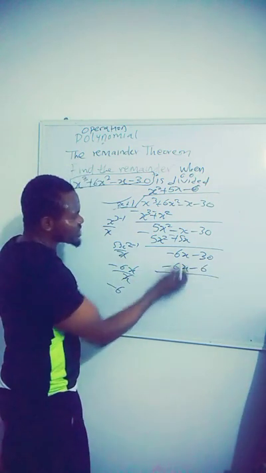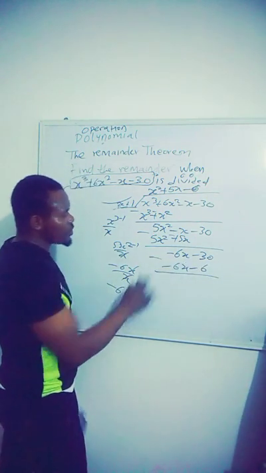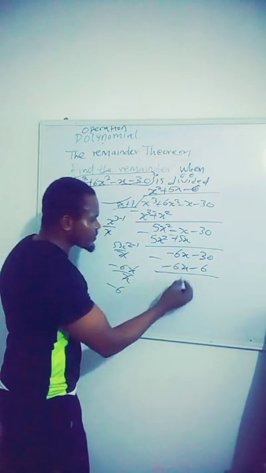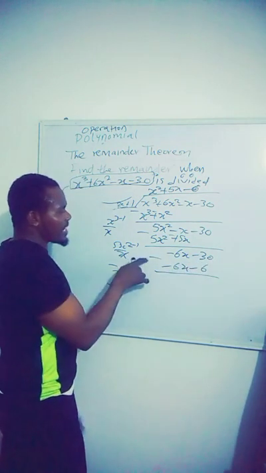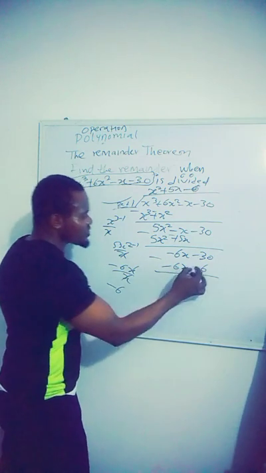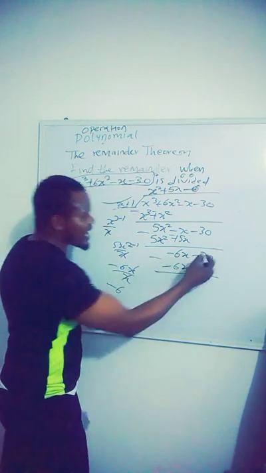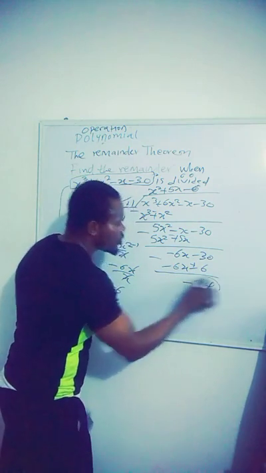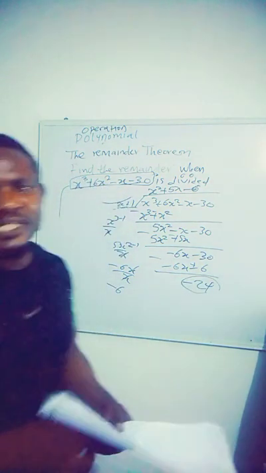Now, the sign that will change this one to 0 is negative. So minus 6x minus 6x, that is 0. Minus 30 minus 6. So this negative will change this one to positive. So you now have minus 30 plus 6, that is minus 24. So this is another way to actually do it.